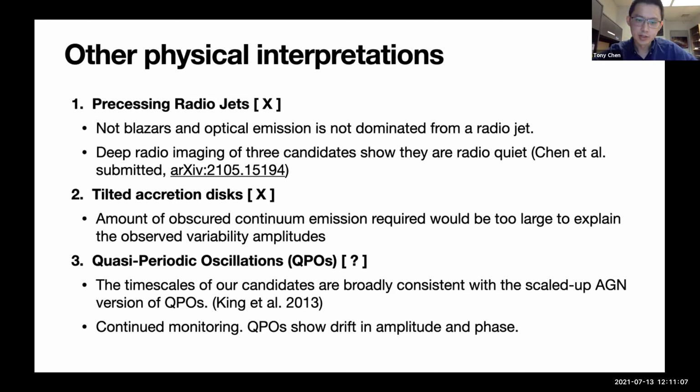But there is still a possibility of QPO. The timescale of our candidates is broadly consistent with the scale of the upper end of QPO. So we still need continual monitoring of our candidates, because some QPOs will show drift in their amplitude and phase. So we might see a different amplitude and a phase shift in the future light curve if they are QPOs.